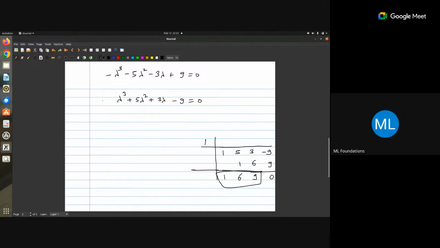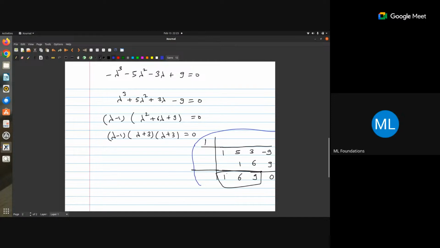So first is this one, right? Lambda minus 1, and your quadratic equation will be lambda square plus 6 lambda plus 9 equal to 0. And then you can find out its roots: lambda minus 1, lambda plus 3, lambda plus 3, right? Equal to 0.